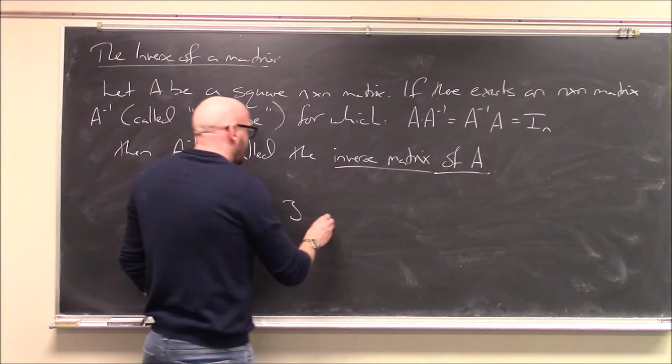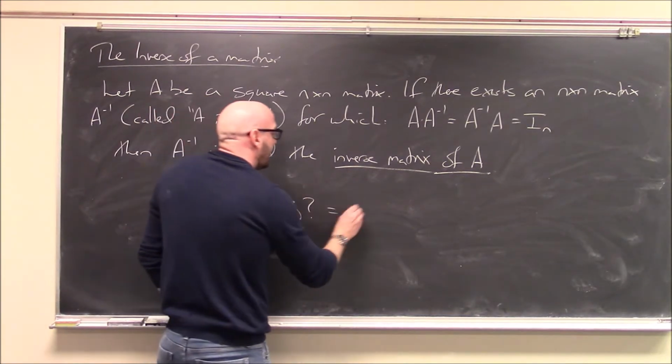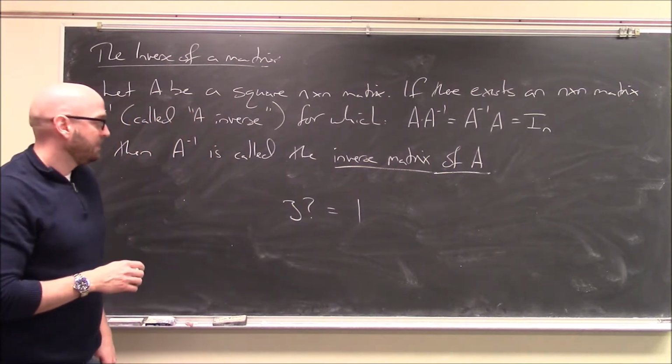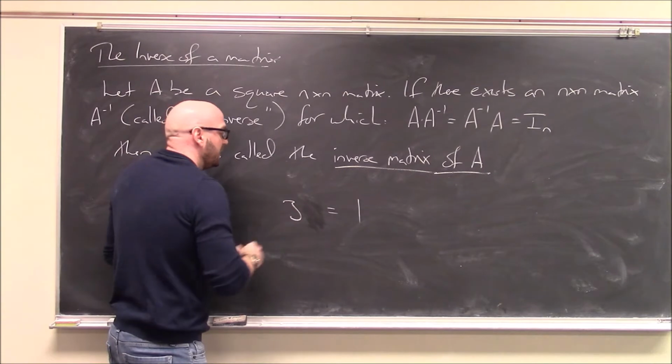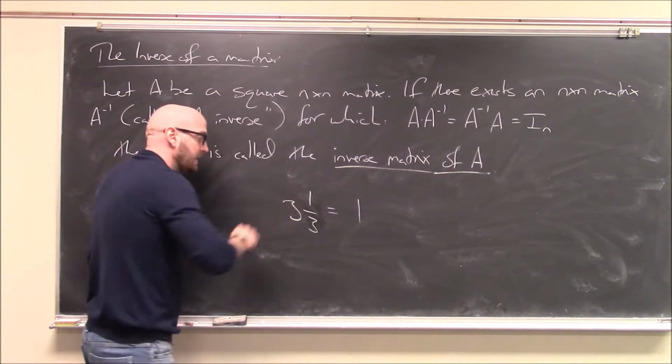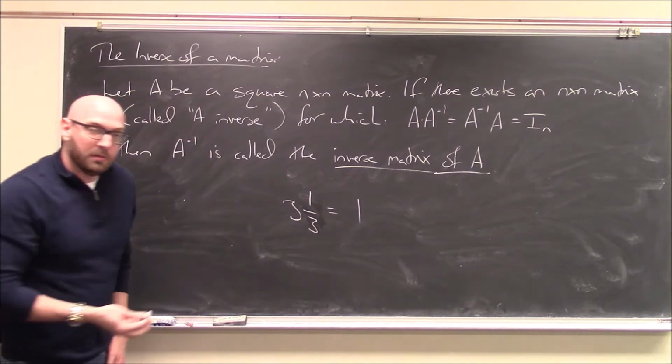So if I took the number 3 and I asked, what do you multiply 3 by to make it equal to 1? Well, the answer is 1/3. And you can do it on either side. You can multiply 3 by 1/3 on the right or on the left, but in either case, you multiply 3 by 1/3 to get 1.